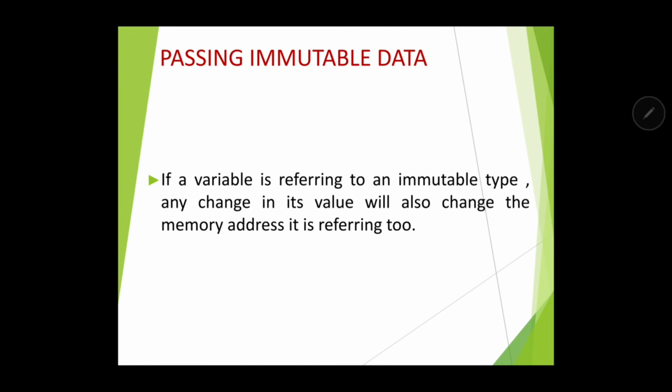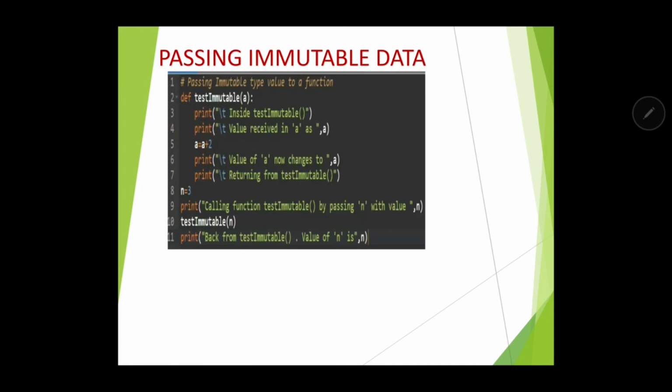And what will happen if the memory address changes? If the memory address changes, then the changes will not be reflected back to the main function. It will be clear when we discuss it with the help of a code. So, passing immutable data, let us consider this code.